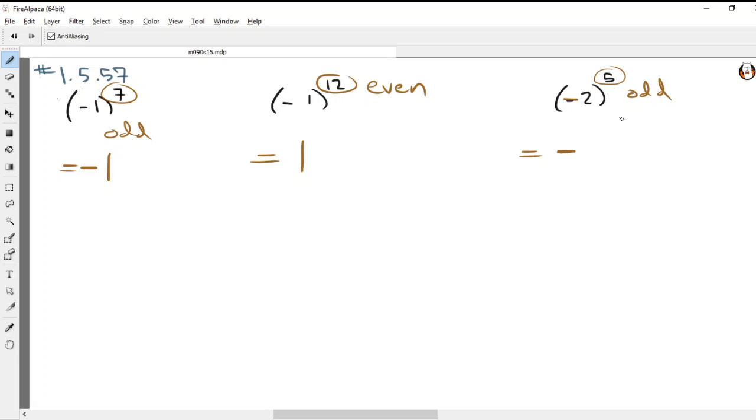And what is it? We want to double each time. So 2, 4, 8, 16, 32. 5 doublings. A negative 32. Great.